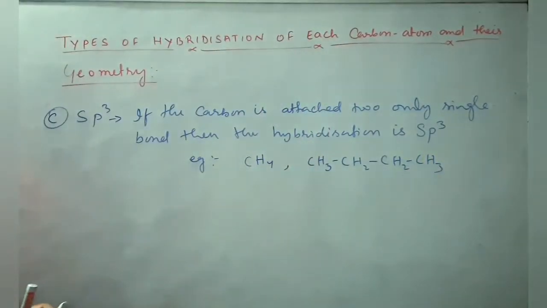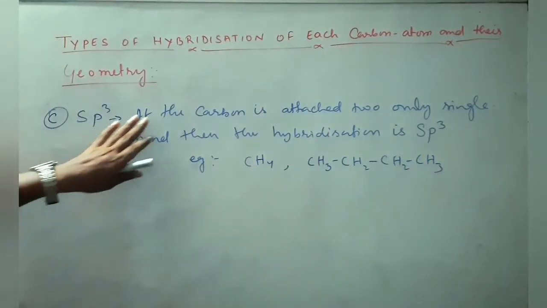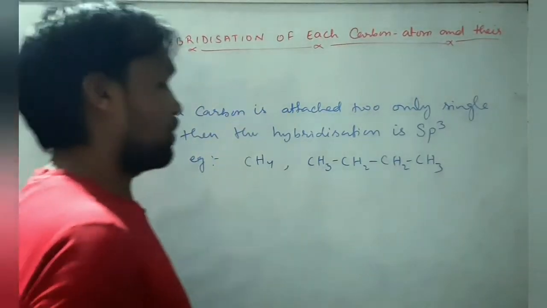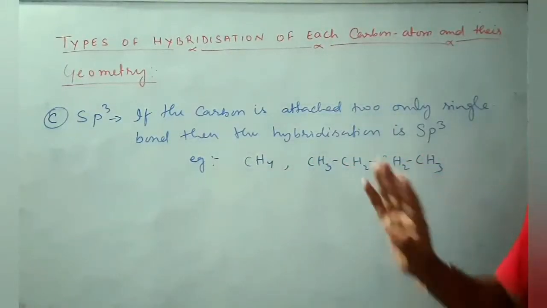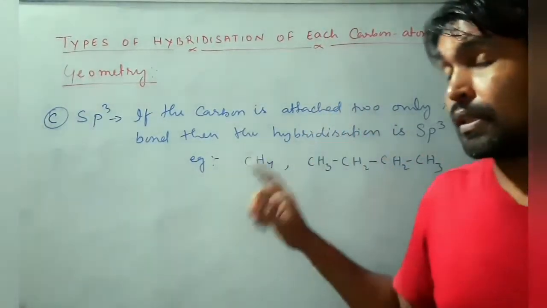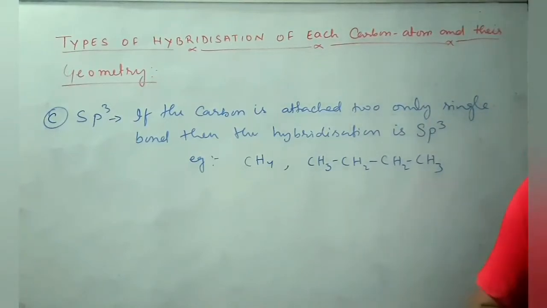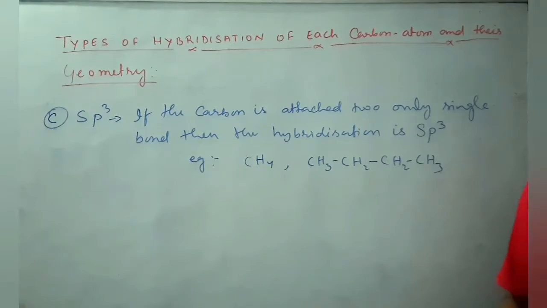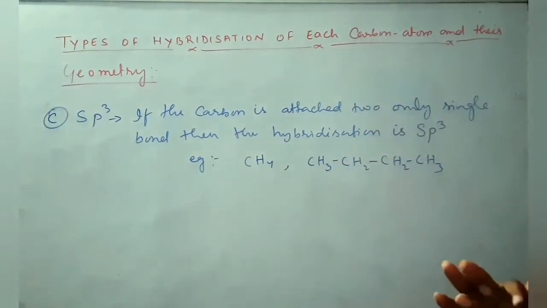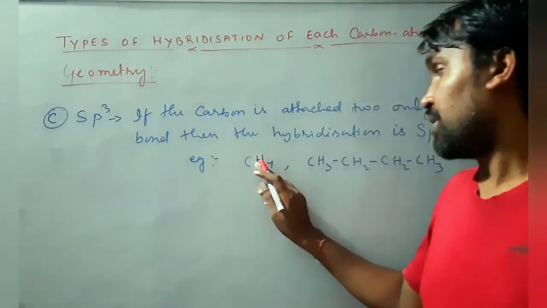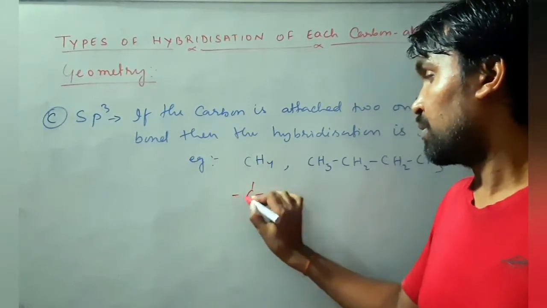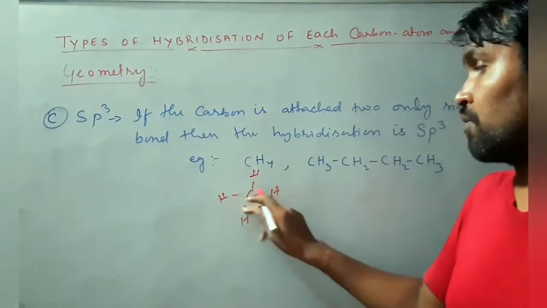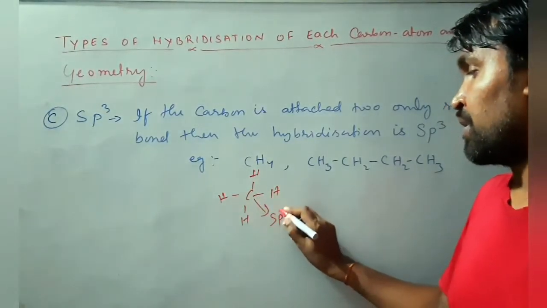So here you can see what sp3 hybridization is. If the carbon is attached to only single bonds, only that carbon will we call sp3 hybridized, whether the bond is between carbon or between any atoms, but it should be only single bonds. For example, you see here CH4: H, H, H, H, all four bonds are single, so it is sp3 hybridization.